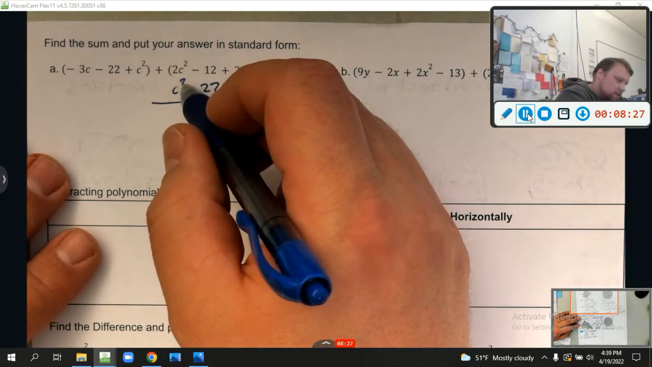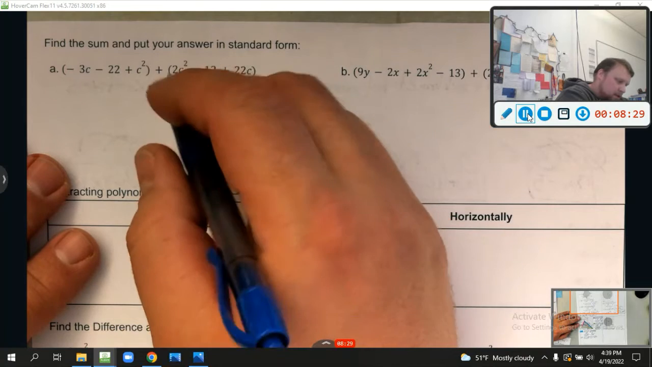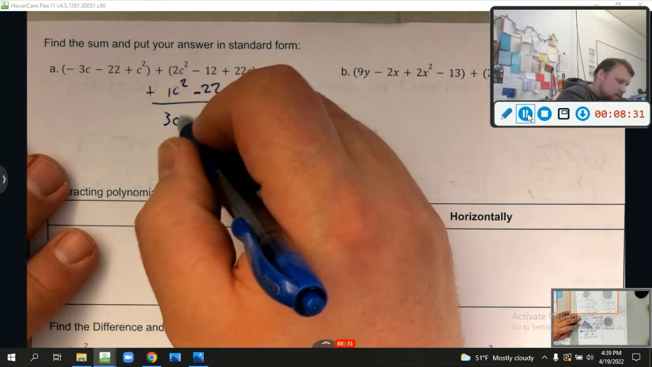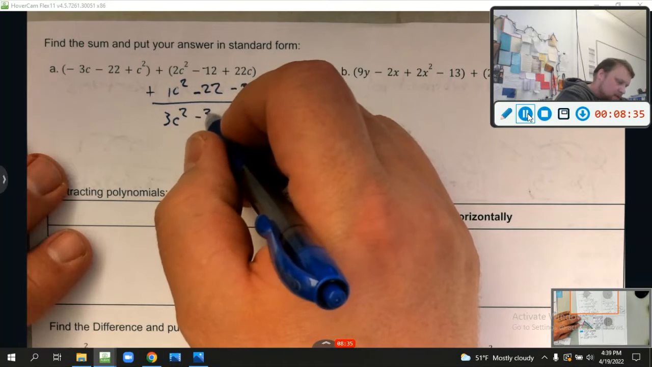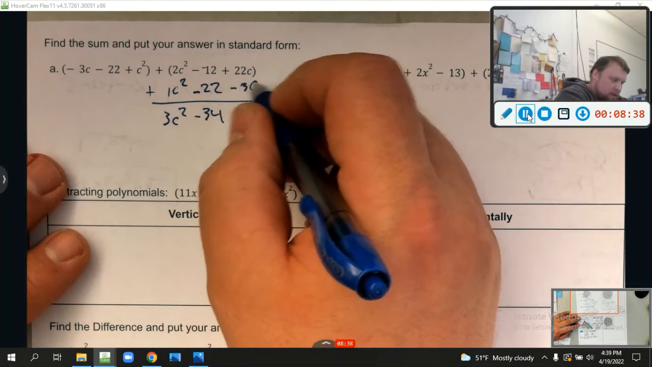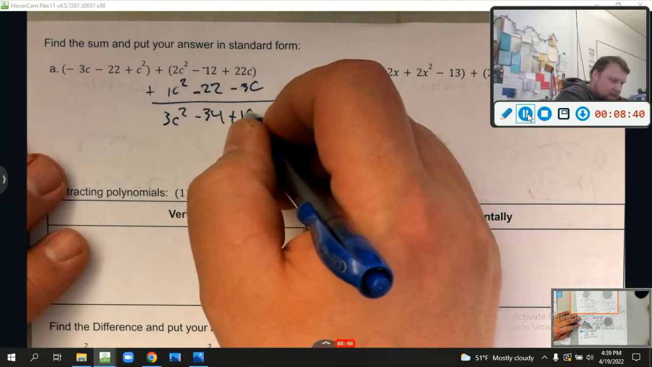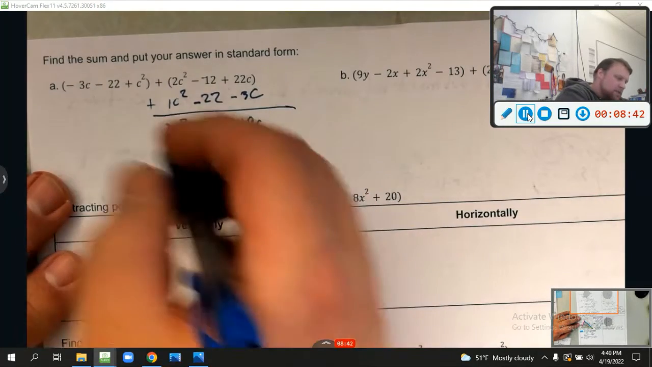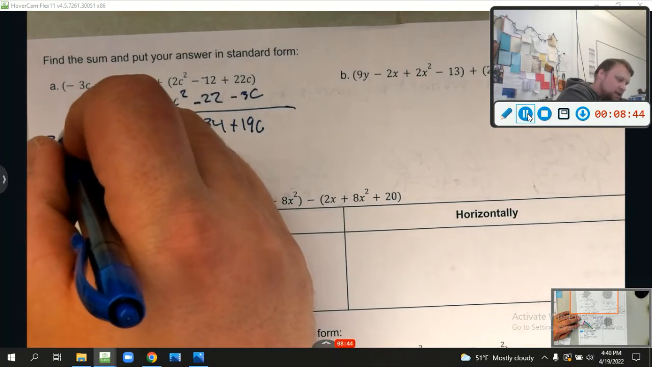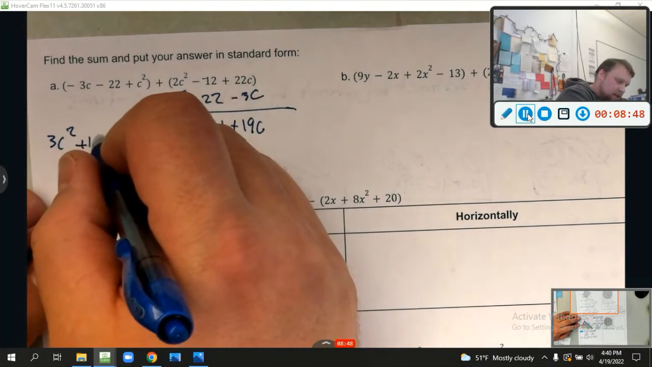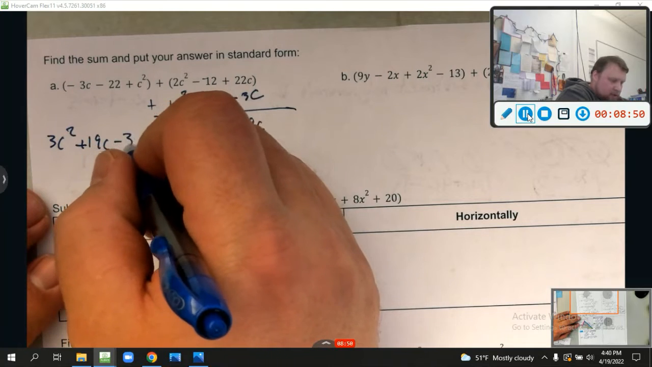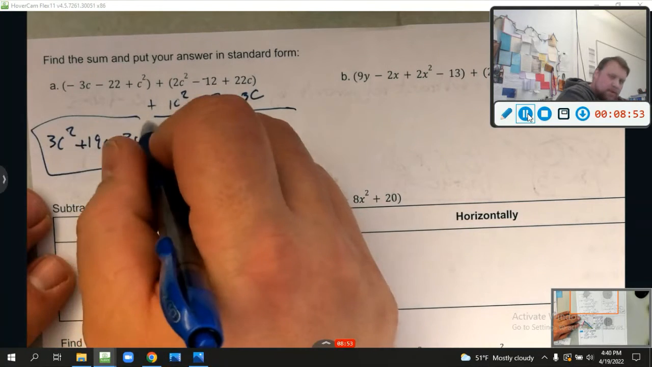What does that give me? 2c squared. We're adding this, right? Plus c squared. That's a 1c squared is 3c squared. And negative 12 minus 22 is going to be negative 34. And then 22c minus 3c is going to be a positive 19c. And now let's put this in order. So this should be 3c squared, minus, or excuse me, plus 19c minus 34. Boom. There we go.